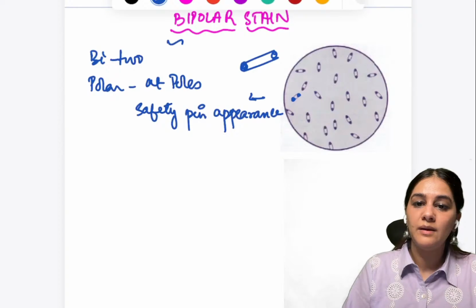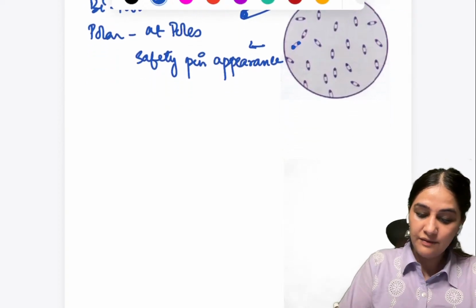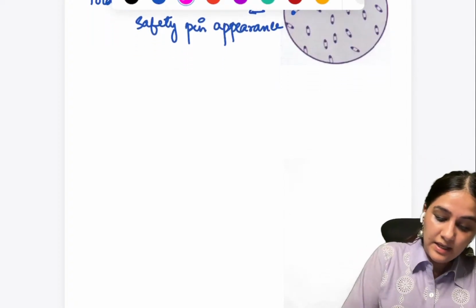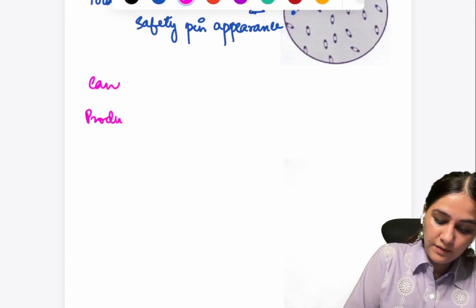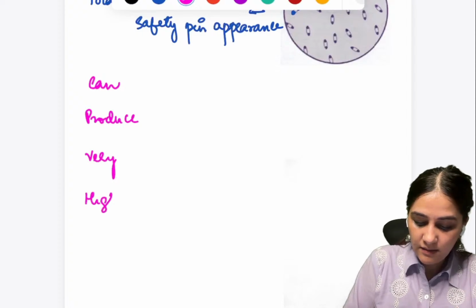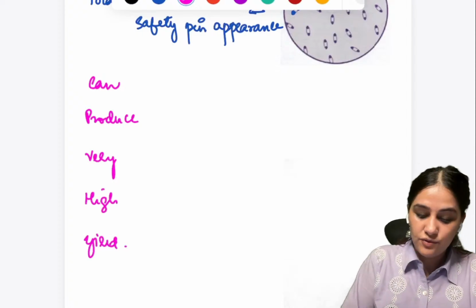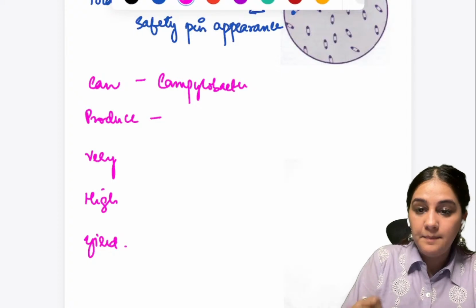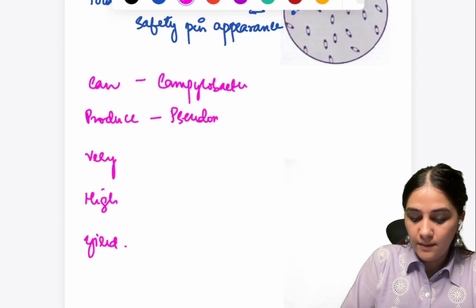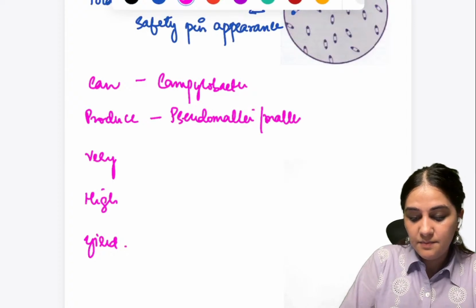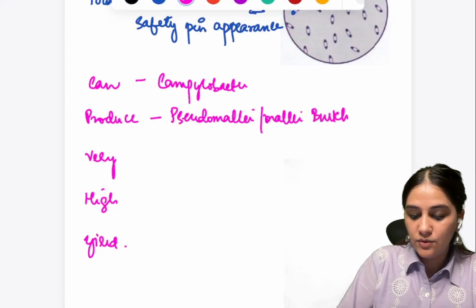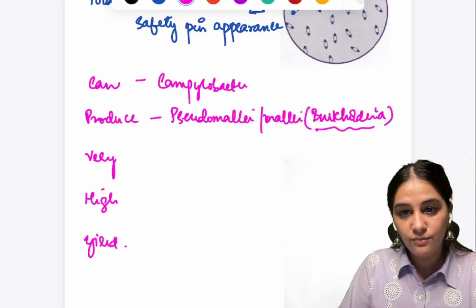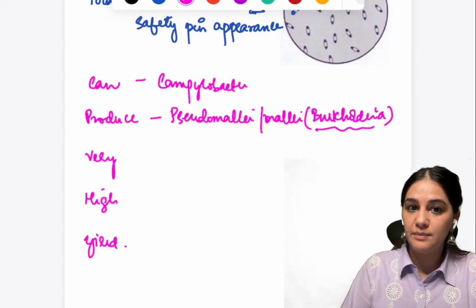And you just have to remember which organisms give this kind of safety pin appearance. Again, a very, very famous and high-yield mnemonic that we use for this bipolar staining is CAN PRODUCE... rather, "CAN PVHY". C is for Campylobacter, P is for pseudomallei and mallei. And these are species of what? These are species of Burkholderia. So Burkholderia pseudomallei and Burkholderia mallei both give a safety pin appearance.